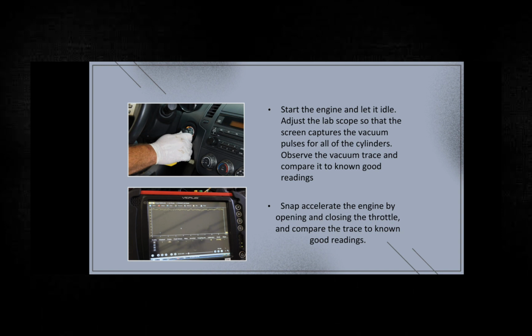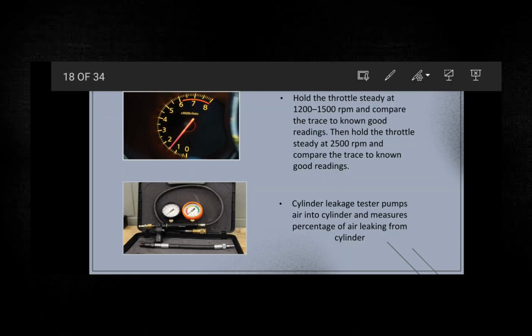Snap accelerate the engine by opening and closing the throttle and compare the trace to known good readings. Hold the throttle steady at 1200 and 1500 RPM and compare the trace to known good readings. Then hold the throttle steady at 2500 RPM and compare the trace to known good readings. Cylinder leakage tester pumps air into the cylinder and measures the percentage of air leaking from the cylinder.